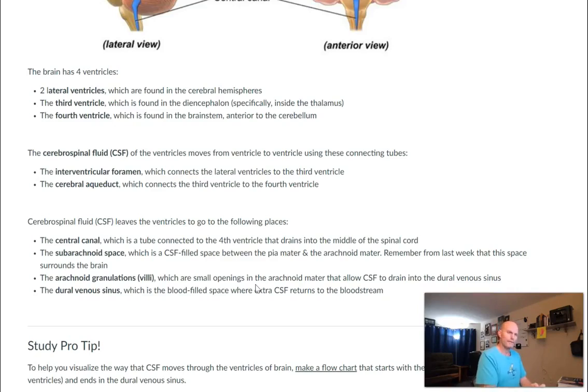The arachnoid villi. I know most of you are pretty familiar with the concept that the job of villi and microvilli is absorption. And in this case, it's no different. The arachnoid villi is really important for reabsorbing cerebrospinal fluid, at which point it puts it back into the venous side of the circulation, specifically into the dural venous sinus.